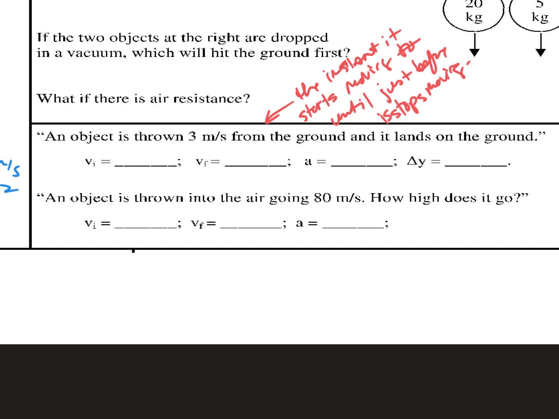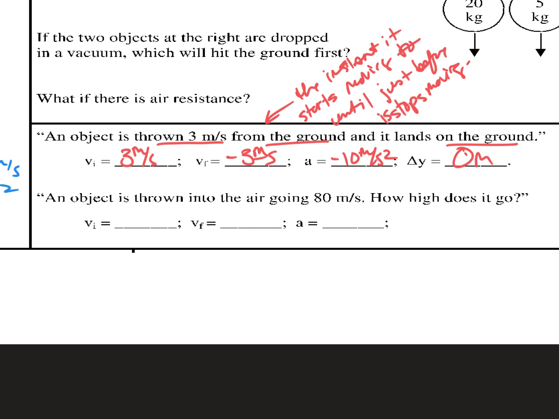All right, so for the first problem, if an object is thrown 3 meters per second from the ground and it lands on the ground, our initial velocity, because the story starts there, is 3 meters per second. If it's from the ground and it lands on the ground, that means our final velocity is negative 3 meters per second, because the only thing acting on it is gravity. That's negative 10 meters per second squared. Because it starts and stops in the same place, our delta y, our displacement, is 0 meters.